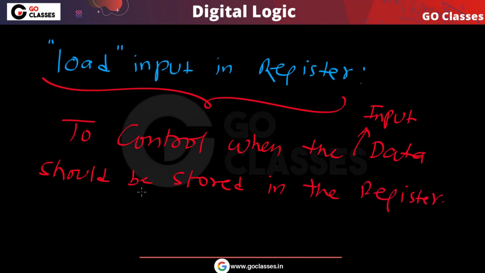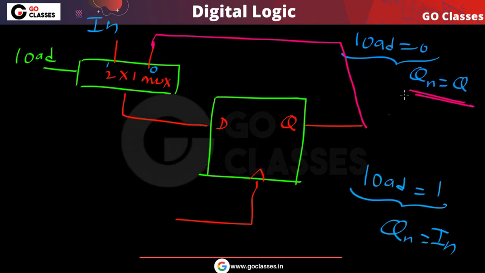Because remember, if you don't control this, then whenever the system bus is busy with some other data, that data will be stored in the register. We have already seen this. So basically we use this load input to control when the input data should be stored in the register. When load is equal to 0, the register data should be unchanged, and when load is equal to 1, we want to store the input data.